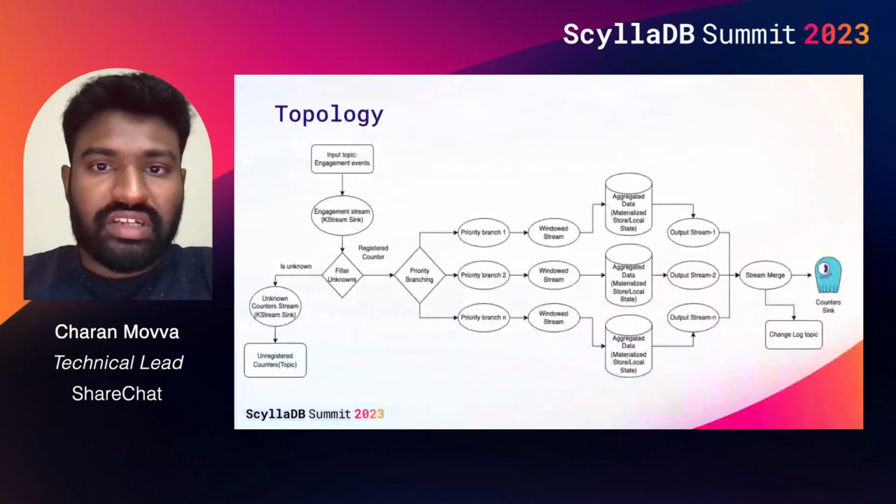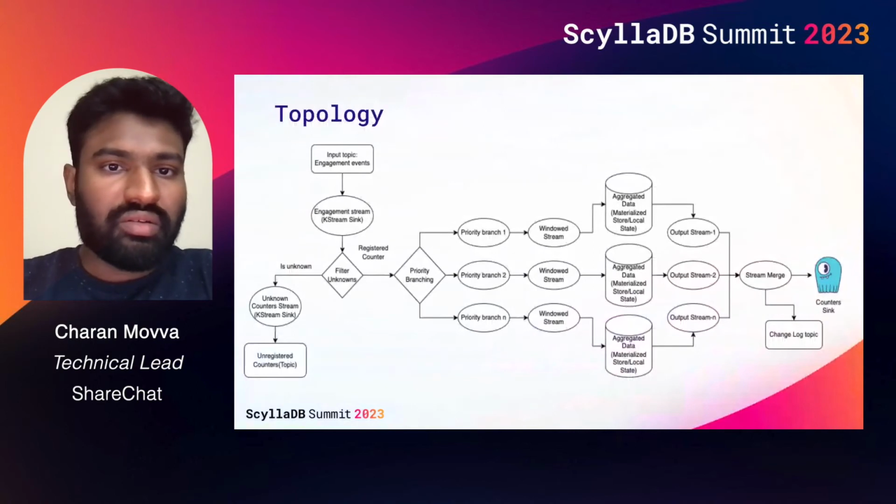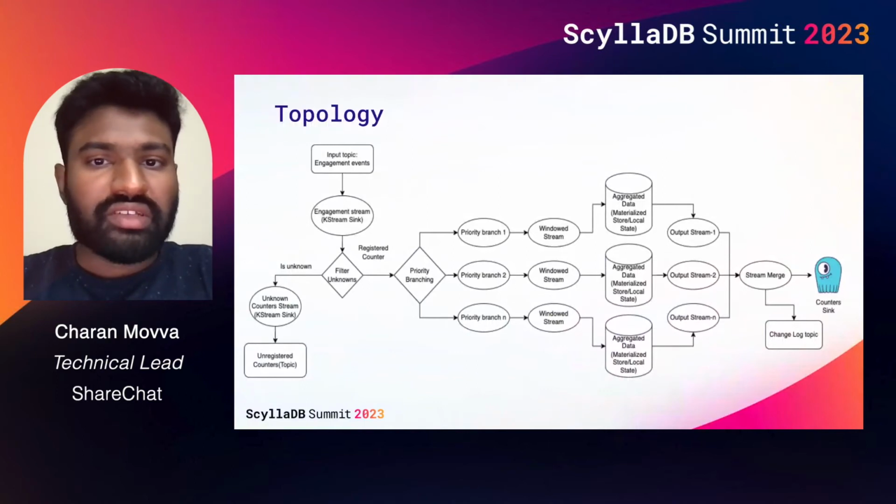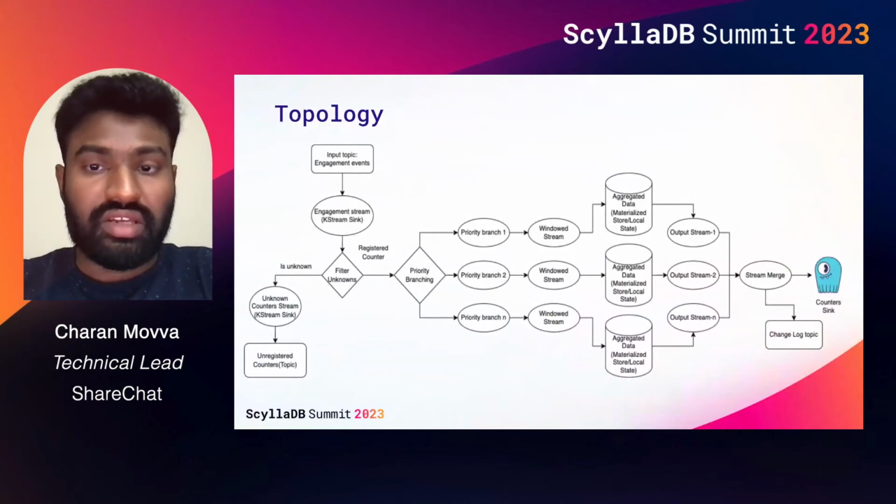If you look at the topology that we have created, moving from left to right, we consume the events from an engagement topic. We do a basic filtering operation on the event to check if the counter is registered with the system or not.